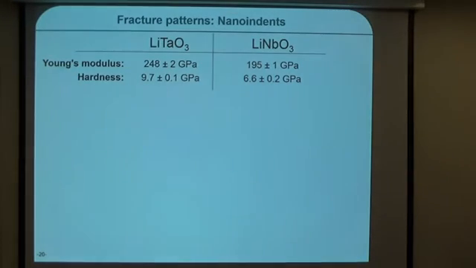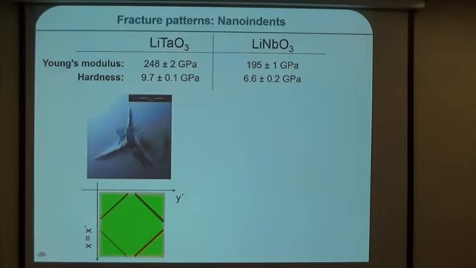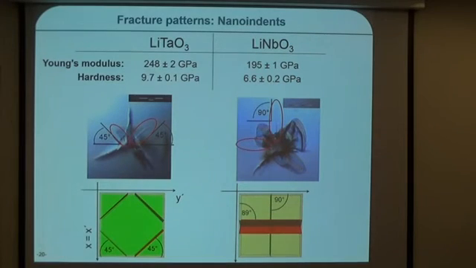We also did some nanoindents, and we can see the Young's modulus and hardness for lithium tantalate and niobate. These values are quite similar to what we found in the literature. But what's actually very interesting is to see that during nanoindentation we also activate the most critical cleavage planes, interestingly on the opposite side of the edge of our Berkovich indenter. It's the same for lithium niobate. We can also identify the most critical cleavage planes, and here we can also see some lateral cracks, due to the transparency of the material.